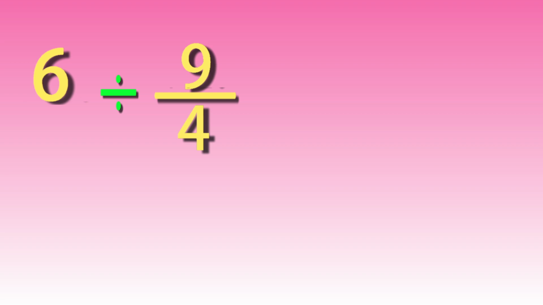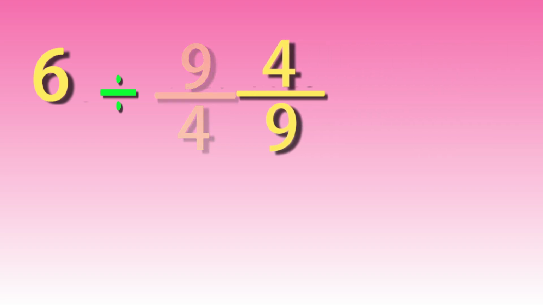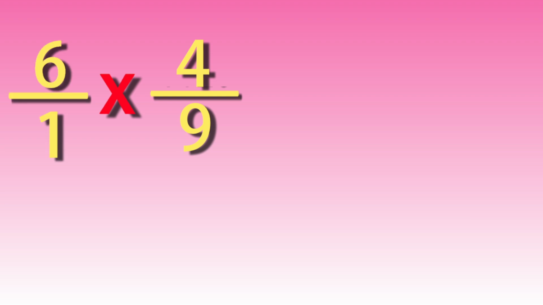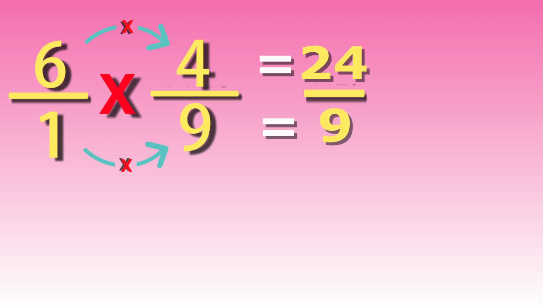Then we have to invert the fraction we're dividing by. So we flip 9 over 4 and it becomes 4 over 9. And finally, we change the division sign to multiplication. So 6 divided by 9 over 4 is the same as 6 times 4 over 9. We can also change the format of the whole number and make it look like a fraction by giving it the denominator 1. The value doesn't change, it still equals 6. Now we multiply horizontally, giving 6 times 4 over 1 times 9, which equals 24 over 9.